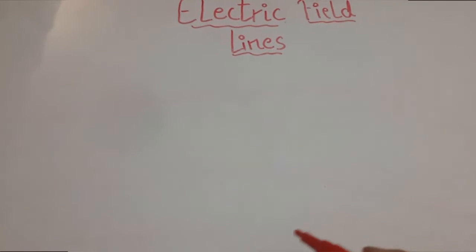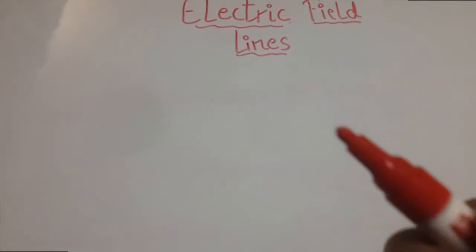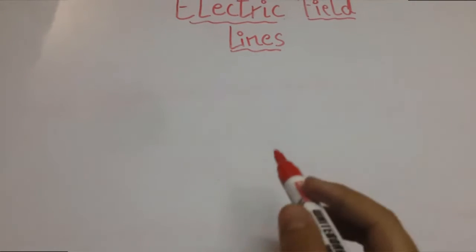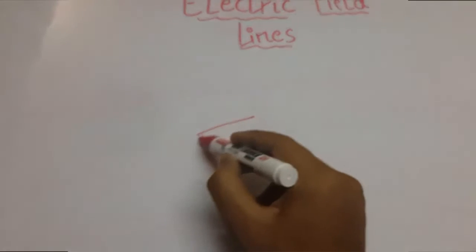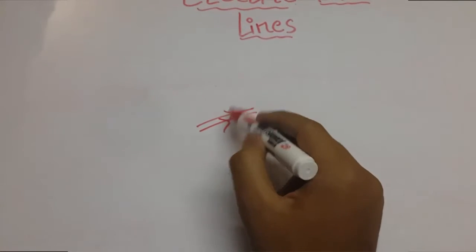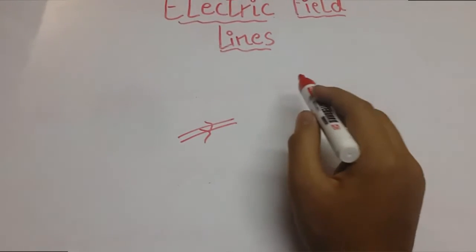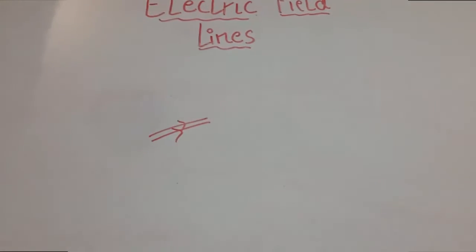Some other properties are also there, like the lines of force do not pass through a conductor because the electric field inside a charged conductor is zero, and the closer the electric field lines are to each other, the stronger the electric field around these lines. So now we will talk about the electric field lines for different charged conductors.